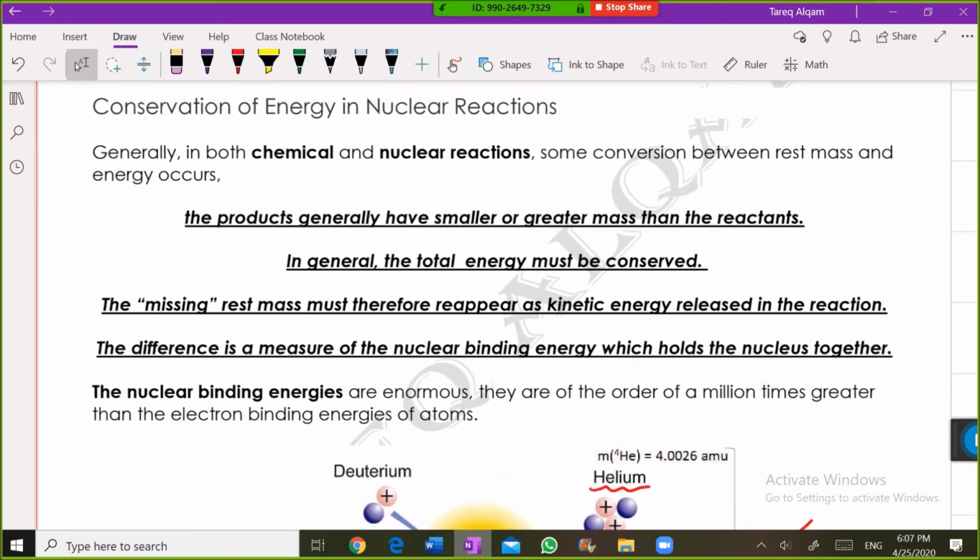Generally in both chemical and nuclear reactions some conversion between rest mass and energy occurs. The products generally have smaller or greater mass than the reactants. In general, the total energy must be conserved. The missing rest mass must therefore reappear as kinetic energy released in the reaction. Okay, guys?